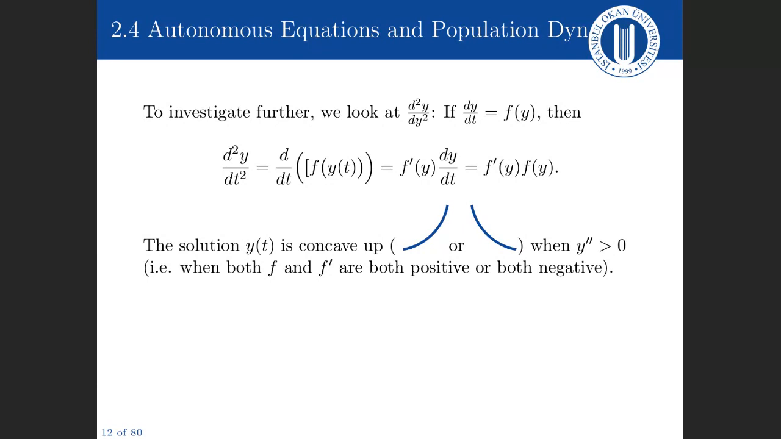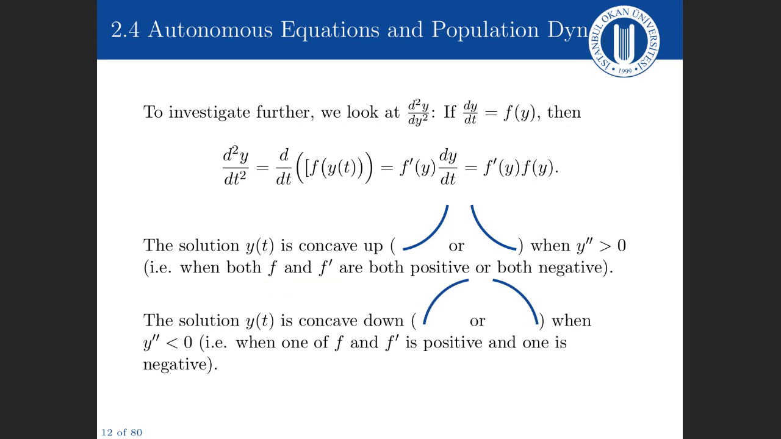So we can say the solution is concave up, positive second derivative, if y double prime is strictly positive. In other words, the graph is concave up when both f and f prime are positive or when they're both negative. You can also say the graph is concave down. Concave down we get when the second derivative is negative. And this occurs when one of f and f prime is positive and one of them is negative.